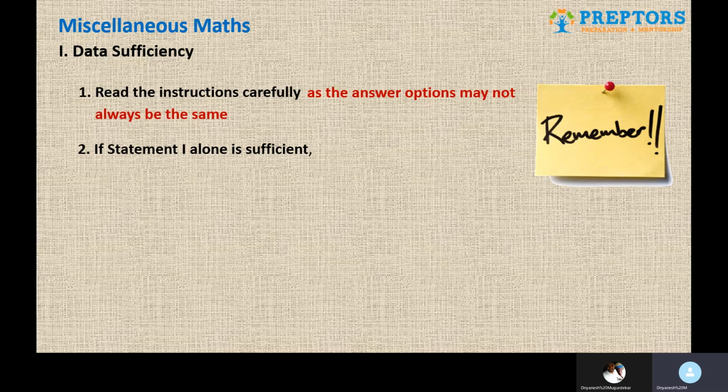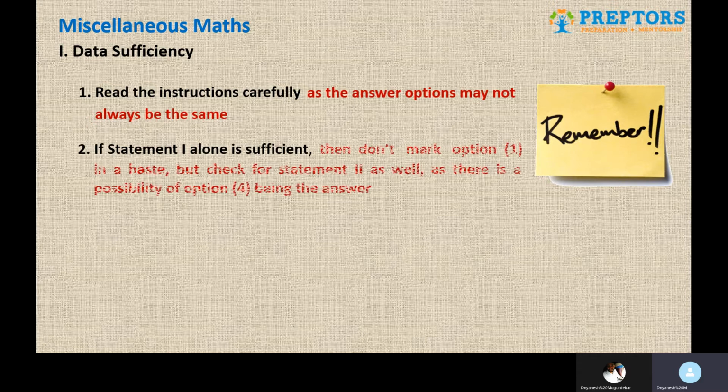The second note is, if statement 1 alone is sufficient, please don't be in any hurry to mark answer option 1, because there is a possibility that statement 2 alone might also give you the answer. If you don't verify whether statement 2 alone is sufficient and you mark answer option 1, but in reality statement 2 also individually gives you the answer, then clearly answer option 4 is the correct answer. So check first whether 2 alone gives you the answer or not. If it doesn't, only then mark 1. Otherwise, your answer will be answer option 4, the either-or scenario.